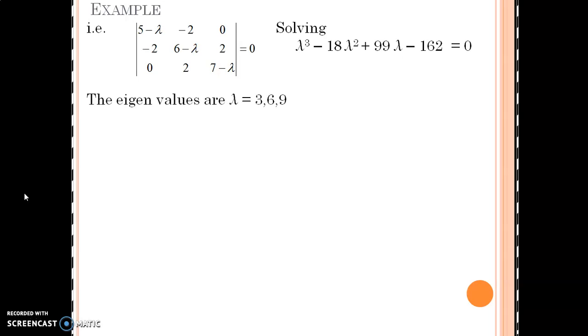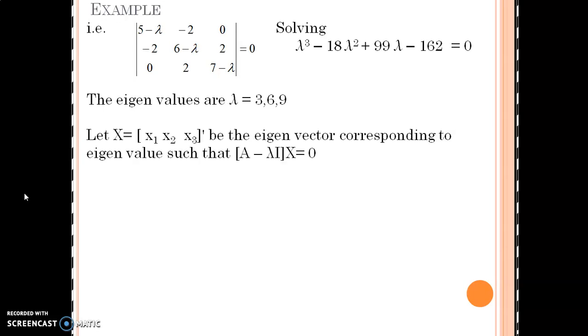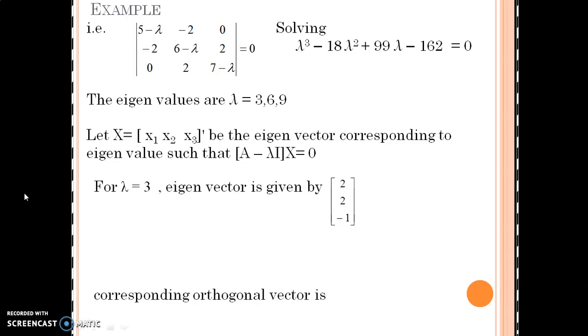And the corresponding eigenvalues, after solving the equation, we get as 3, 6 and 9. For each eigenvalue we will find the eigenvector using the matrix (A minus lambda I) x equal to 0. For lambda equal to 3, the eigenvector will be evaluated by our usual method to get it as 2, 2, minus 1. And the corresponding orthogonal vector is obtained by dividing each component by the square root of 2 square 4 plus 2 square 4 plus minus 1 square 1, that is 4 plus 4 plus 1 is 9, and the square root of 9 is 3.